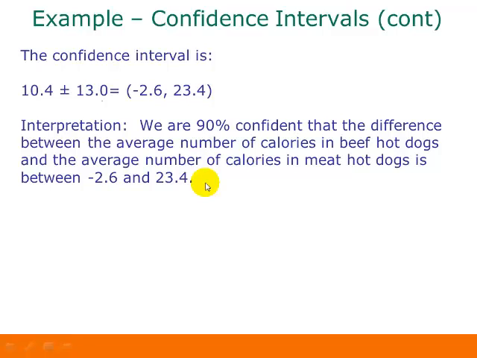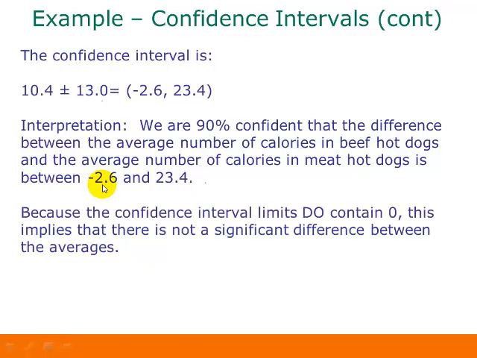Now the interpretation of this is that we're 90% confident that the difference between the average number of calories in beef hot dogs and the average number of calories in meat hot dogs is between a negative 2.6 and a 23.4. Now here, because we're looking at the difference between our two population means, the difference can either be negative, which would mean that the average for the beef hot dogs is actually less than that for the meat hot dogs, or it can be positive, which would mean that the average for the beef hot dogs is greater. Because we've got one of each, we've got one negative value and one positive value in our confidence interval.